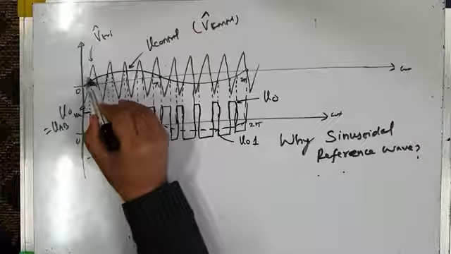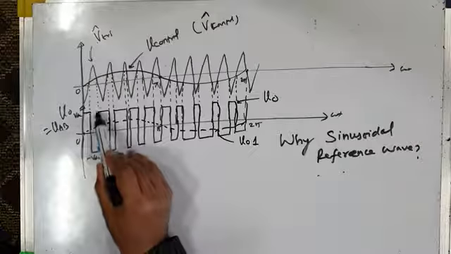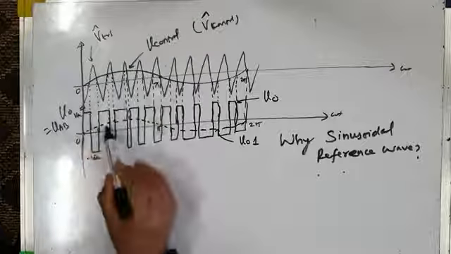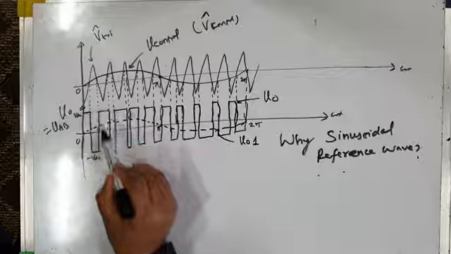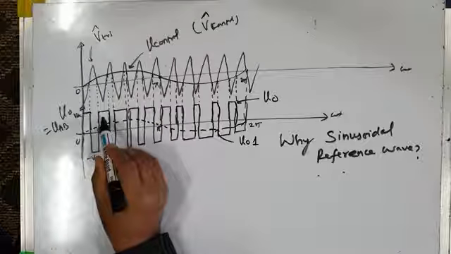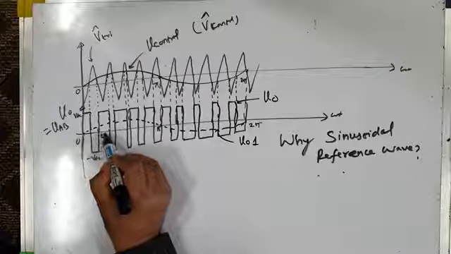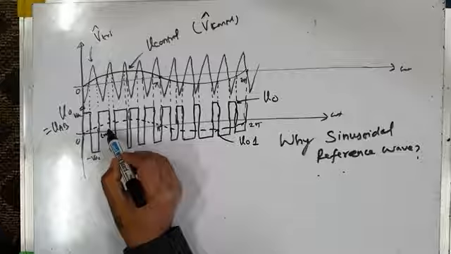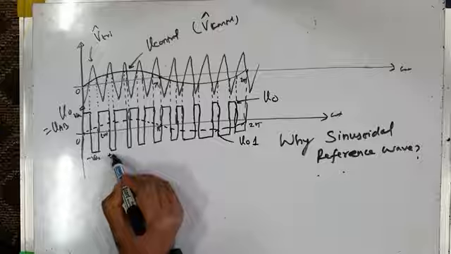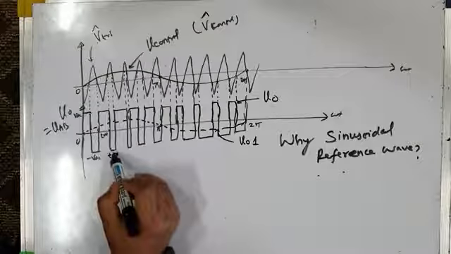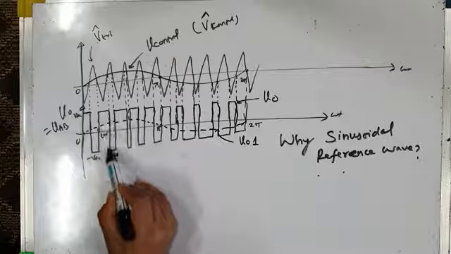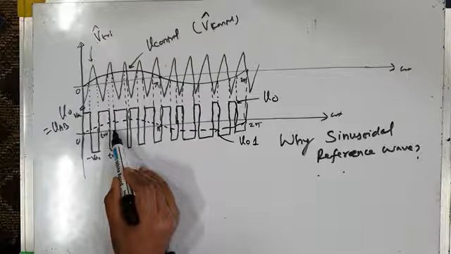Then it increases. In the next cycle, my positive voltage VDC is on for more time than the negative voltage. Plus VDC is for more time and minus VDC is for less time. If the time for which the output voltage is plus VDC is called T on, and the time interval for which the voltage across the load is minus VDC is called T off, then here T on is more than T off. That is, plus VDC is applied across the load for more time and minus VDC for less time.